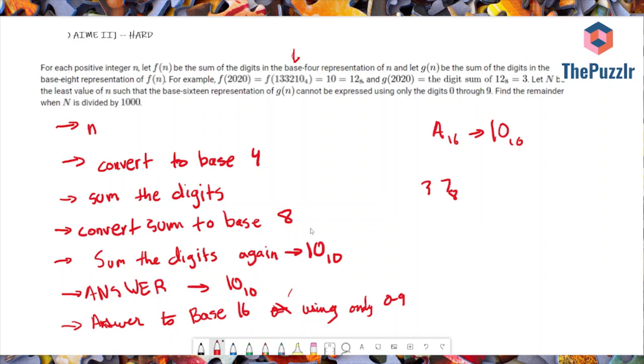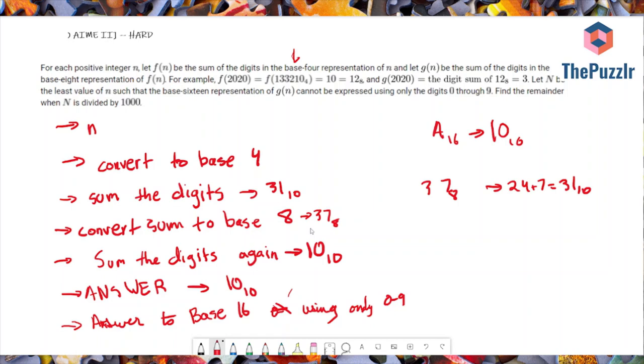So 37 in base 8, which means that the sum of the digits is 37 in base 8. Converting to base 10, that's 24 plus 7, or 31 in base 10. So this is 31 base 10.